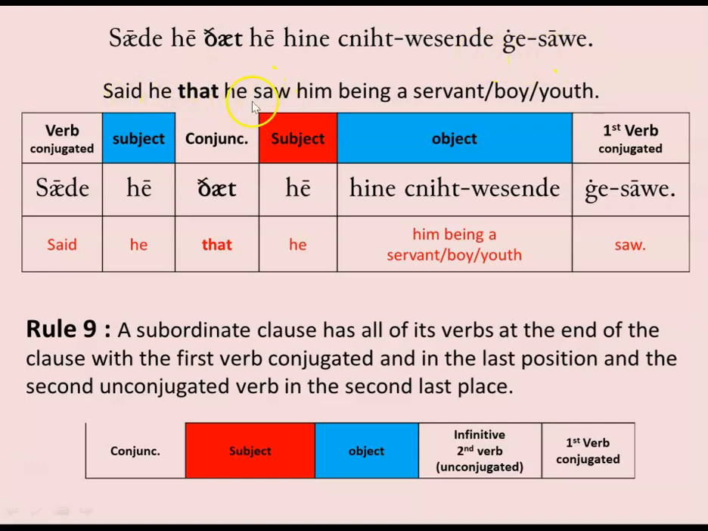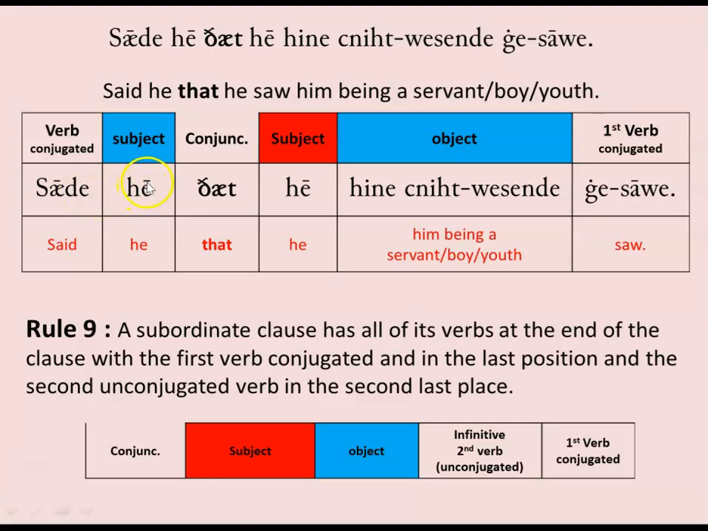Okay. Said he that he saw him being a servant boy youth. So someone's relating something they've seen. They've seen this individual acting as a servant or acting as a boy or acting as a youth or what have you. Okay, and they're recording that. Said he. Okay, this sounds like a statement because it's beginning with a verb and then a subject. "Hey" is actually, that should be red up there, not blue. I made a mistake. Whoops, I forgot to change that color. Subjects are in red. I've always got them in red. This is a subject. This is a nominative. I've always got the nominative in the red.